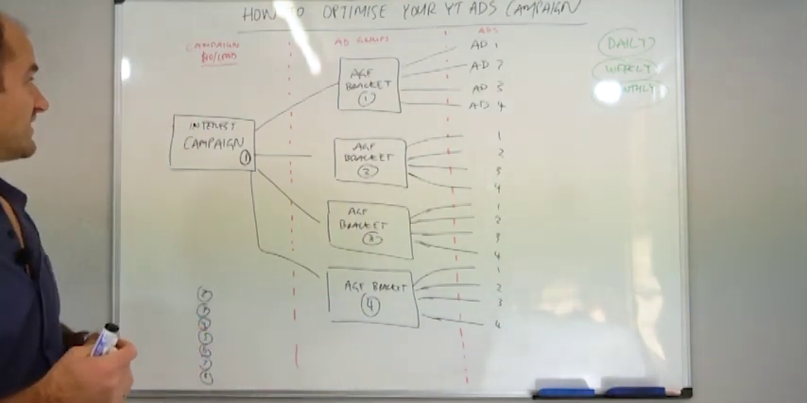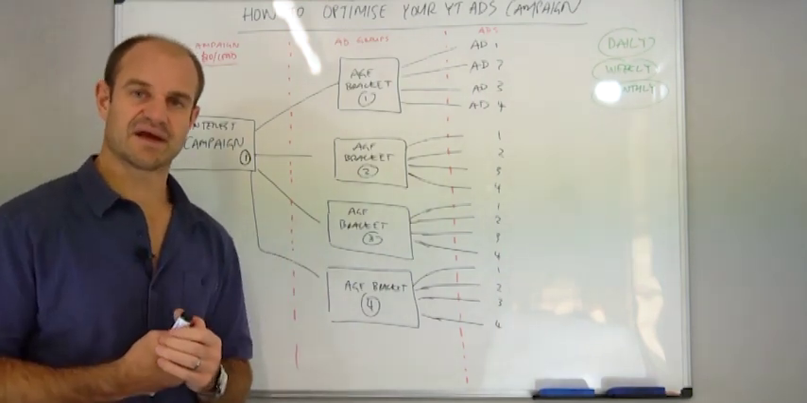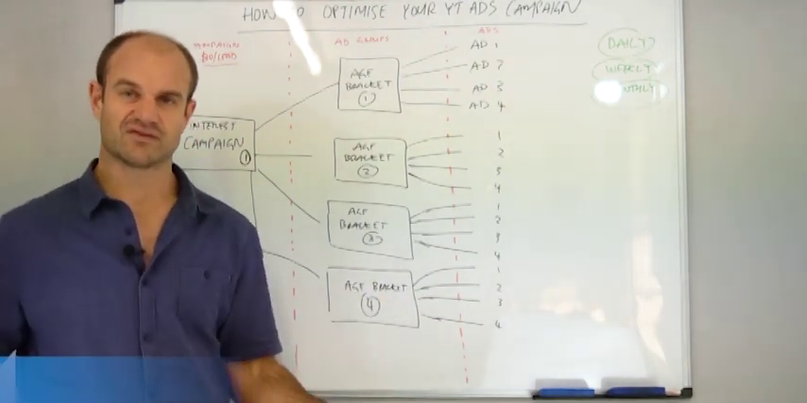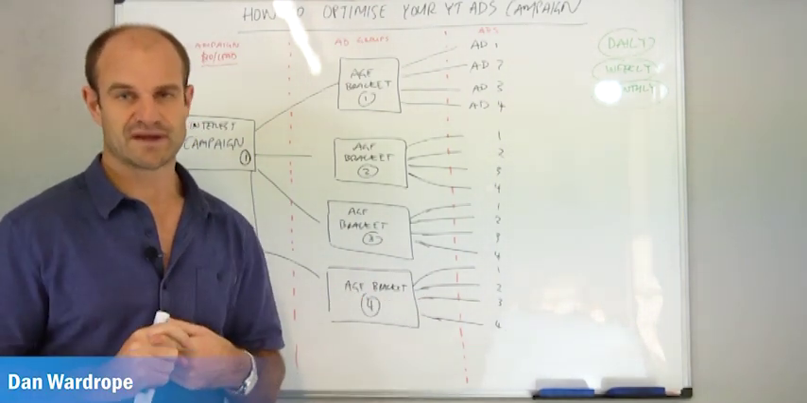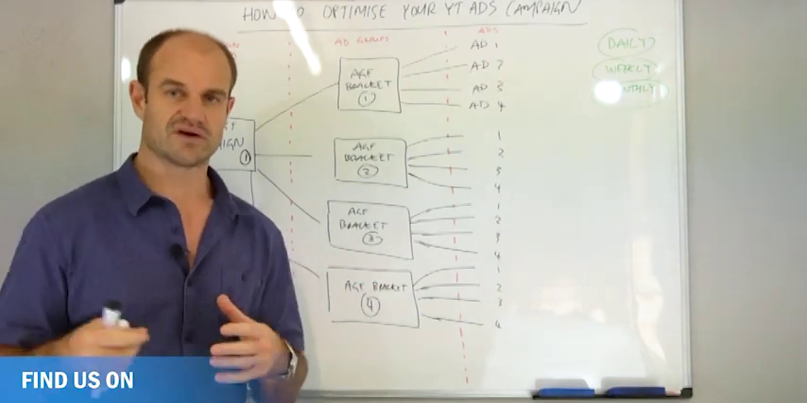So let's say it's a car finance campaign. We're trying to generate leads in the car finance space, and we want to generate those leads for $10 per lead. Okay, that's our goal. We want to sell them for $25, $30 per lead.